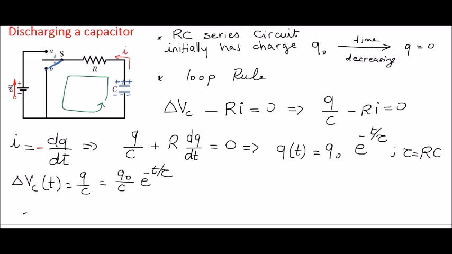What about the current? Well, for the current, we have just the formula here, minus dq over dt. Otherwise, you will have a negative current. That gives you Q naught over RC times exponential minus t over tau. So the current also is decreasing. Everything is decreasing when we discharge a capacitor.